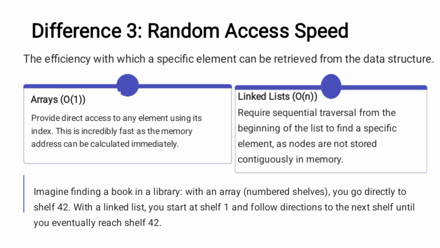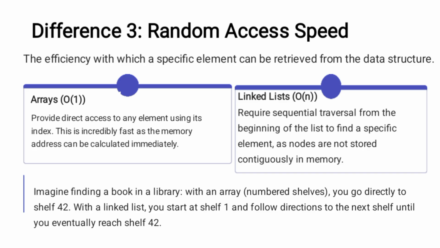Next is the random access speed. Arrays are index based, so they provide direct access to any element and it is fast as compared to a linked list. Next is the linked list. A linked list requires sequential traversal, which means as a linked list does not provide indexing, we need to traverse from the beginning of the list to the end to find the specific element.